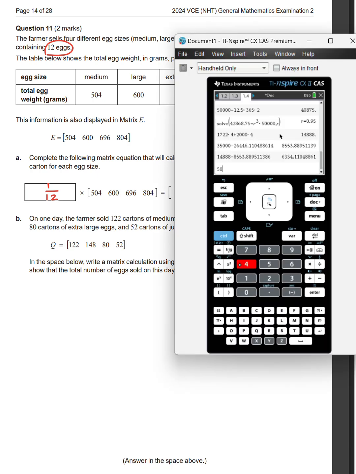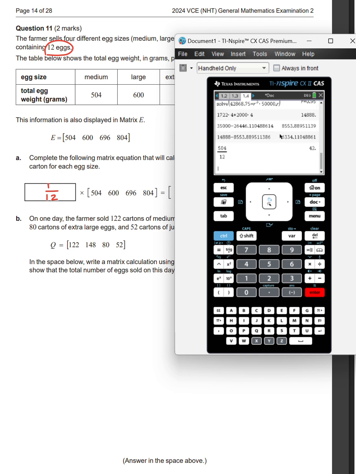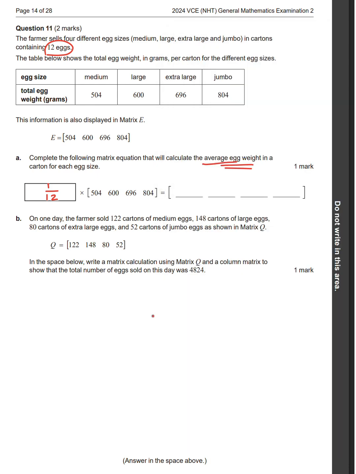Okay, and then what we do is 504 divided by 12. We do 600 divided by 12. We'll do 696 divided by 12. And we'll do 804 divided by 12. And so we get 42, 50, 58, and 67. 42, 50, 58, and 67 as my values there. Make sure that every box or every line is filled in here.